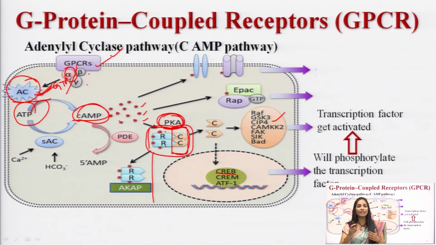When the regulatory subunits have been separated from the catalytic subunits, these catalytic subunits will phosphorylate the other proteins and enter inside the nucleus. There is an important protein which you can call CREB. So, this is the protein CREB, which will phosphorylate the transcription factor, and which will cause the transcription factor to be activated.